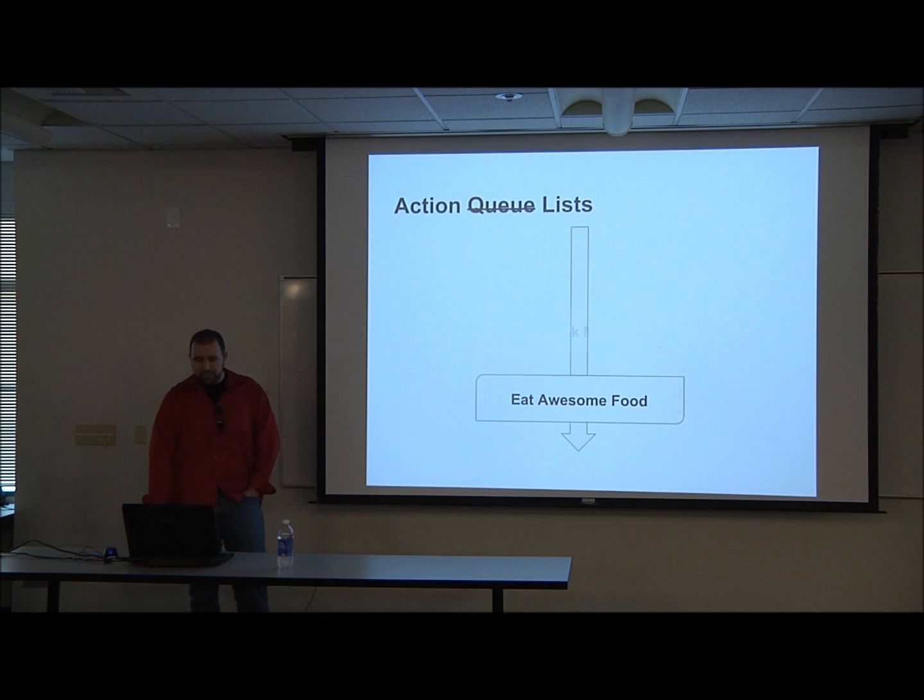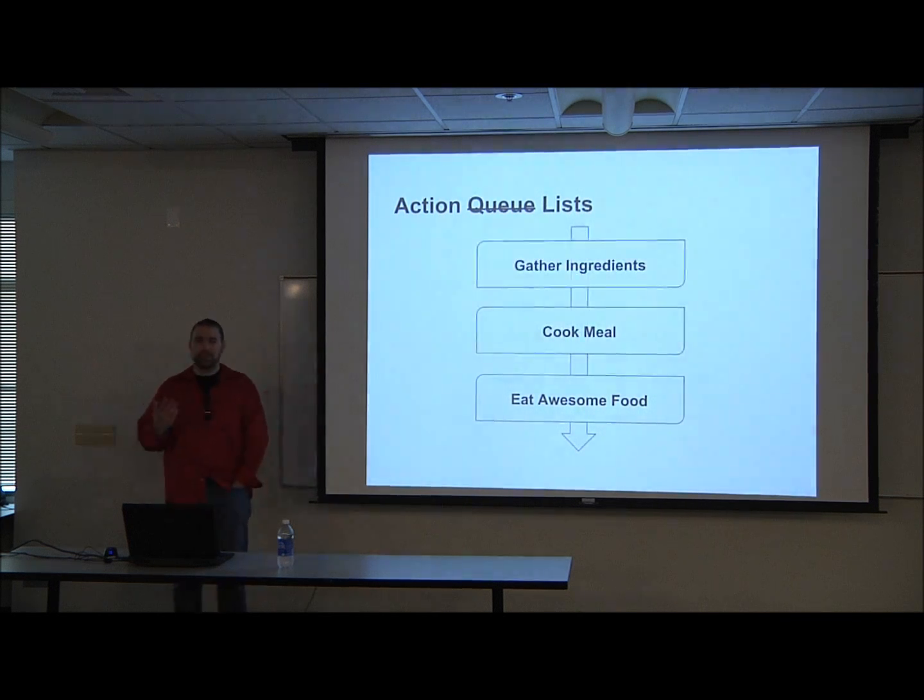Just a quick visual representation here. I'm horrible at graphics, so I apologize for how bad this is. But let's say we've got a guy in our game, and we want him to eat a meal. We're going to figure out what steps it takes for him to eat a meal. Well, first, he has to go get the ingredients. Then he has to actually cook the ingredients to turn them into a meal. And then finally, he can eat the food.